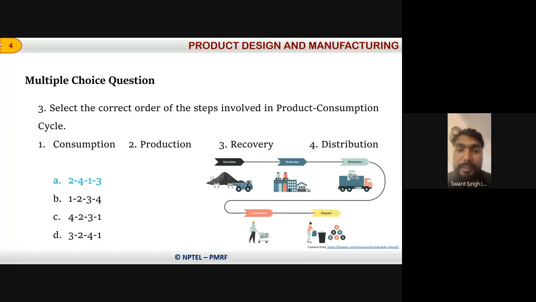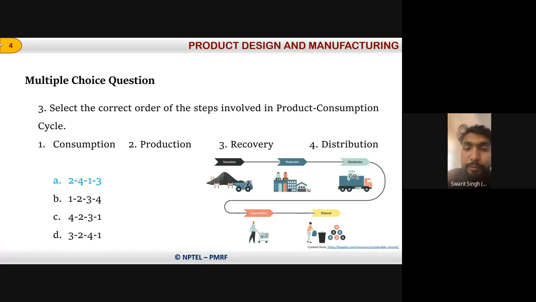After distribution, it goes to the retail market. Once the product comes to the market, it will be consumed by users like us. So we consume, and then after consumption the waste is disposed of, or if the product's life is over and our needs are fulfilled, we dispose of the product.